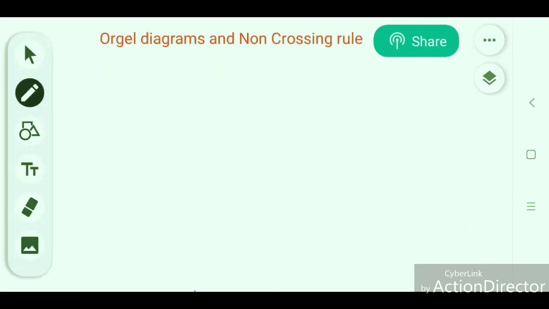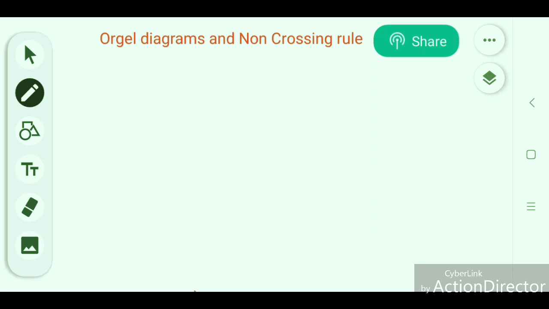Hello friends, today in this lecture we will discuss Orgel diagrams. In our previous lectures we have already discussed the splitting pattern of D and F spectroscopic terms. So now it becomes very easy to draw the Orgel diagrams. Now the question is, what are Orgel diagrams?